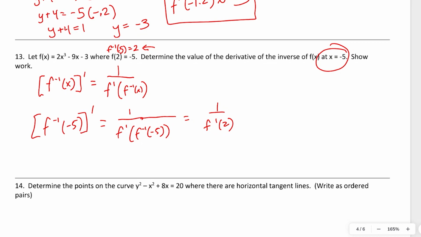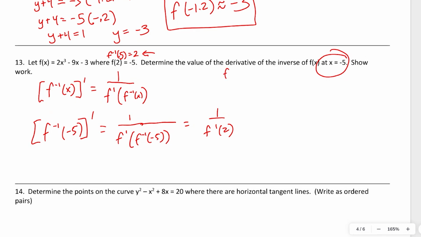And f prime of 2, well, we need to evaluate that. We have f, but we don't have f prime here. F prime of x is going to be 6x squared minus 9. So if I plug in 2 there, f prime of 2 is going to be 6 times 4 minus 9. 6 times 4 is 24. 24 minus 9 is 15. Sorry. So that should be 15. So it's going to equal 15. So that's going to be 1 over 15.